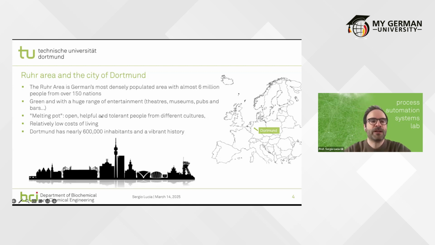I myself am also not German, and I've been living very happily here for the last years. And as I said before, it has relatively low costs of living, especially if you compare it with other big cities in Germany like Berlin, Hamburg, or Munich. Dortmund itself has around 600,000 inhabitants, but as I said, it is located in a very densely populated area with the neighboring cities.